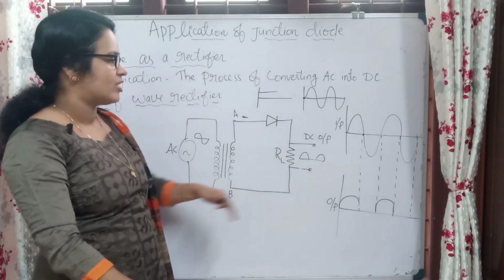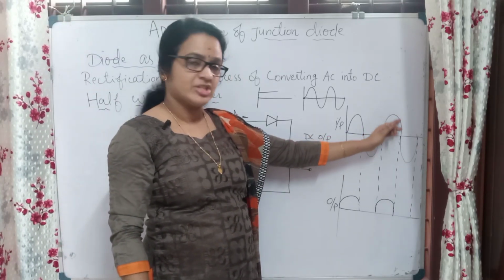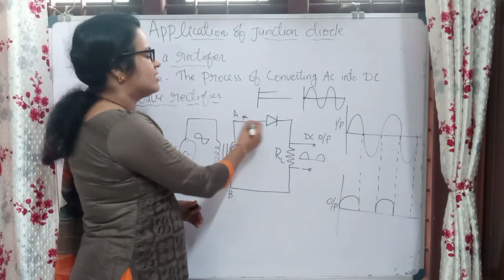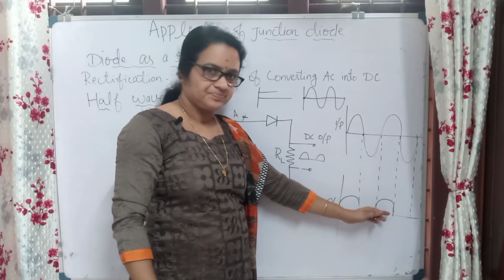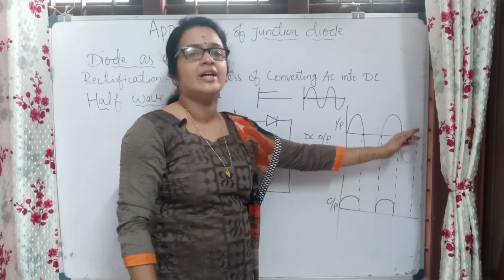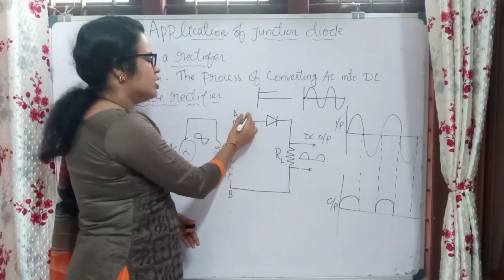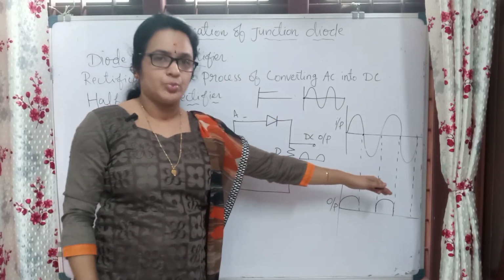And in the third case, what will happen? This positive half cycle will come again. That is the second positive cycle, right? So what will happen? Again, this will be positive. Then it will conduct, and the output will be given here. And in the last case, what will happen? Again, it will go to the negative half cycle. So again, this will become negative. So again, this is reverse biased. That means there is no output here.